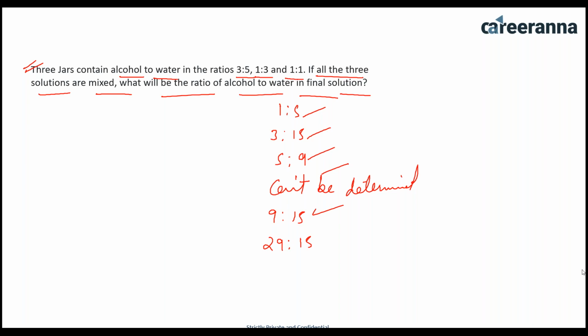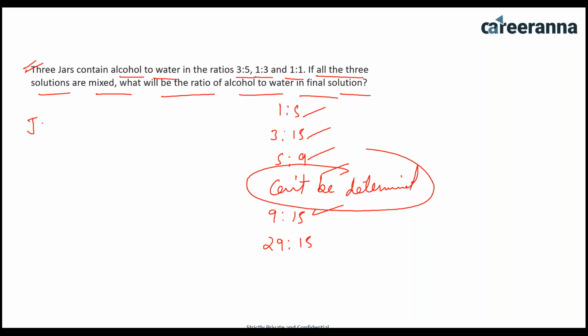Guys, only one of you gave the right answer. And correct answer for this question is cannot be determined. Yes, it cannot be determined. How can I do this? Guys, did I mention what is the quantity in these 3 jars? Did I mention? Say yes or no.